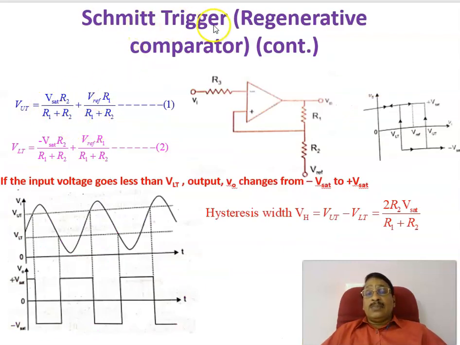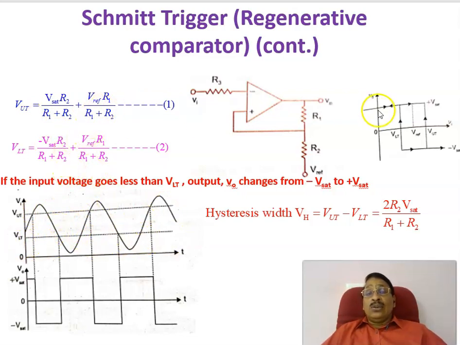Again, continuing the Schmitt trigger circuit, the same circuit in which we derived the equation for the upper threshold voltage, which is equal to Vsat into R2 divided by R1 plus R2 plus V reference into R1 divided by R1 plus R2. Similarly, we derived the lower threshold voltage, which is equal to minus Vsat into R2 divided by R1 plus R2 plus V reference divided by R1 plus R2 into R1. These are the equations for the upper and lower threshold voltages.